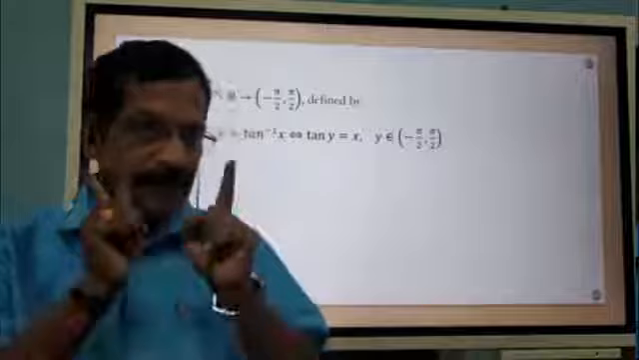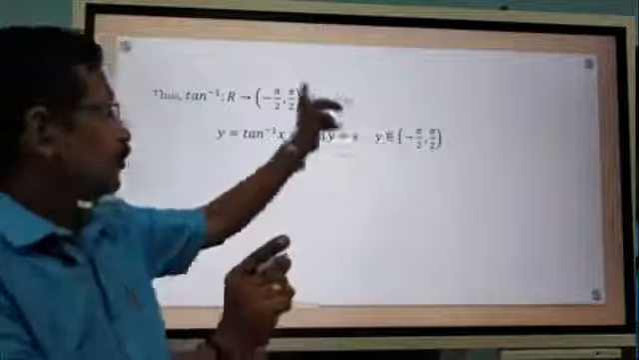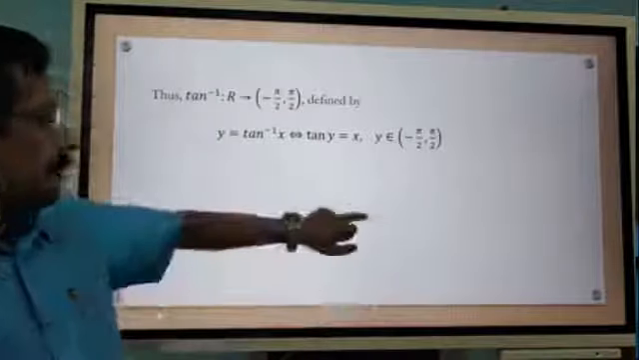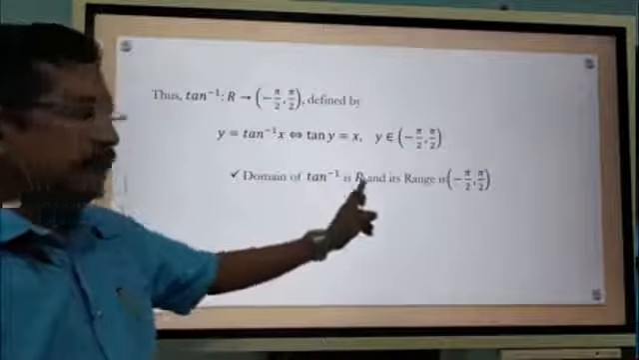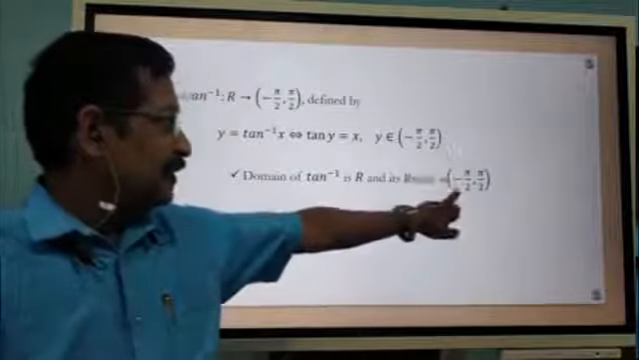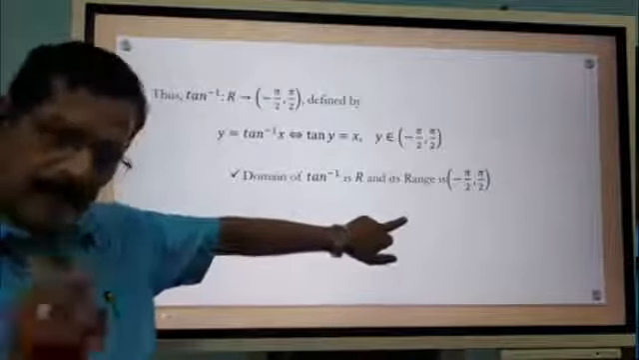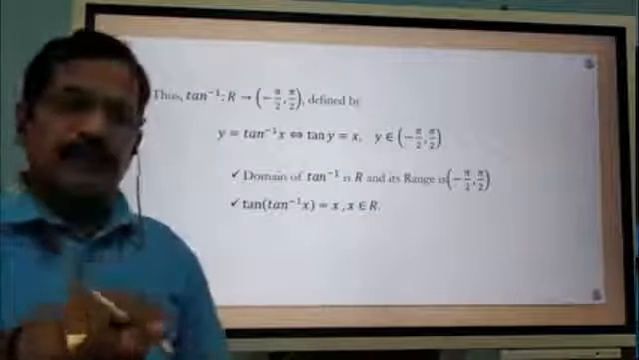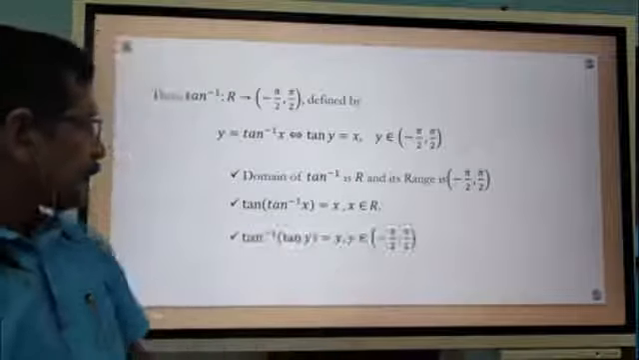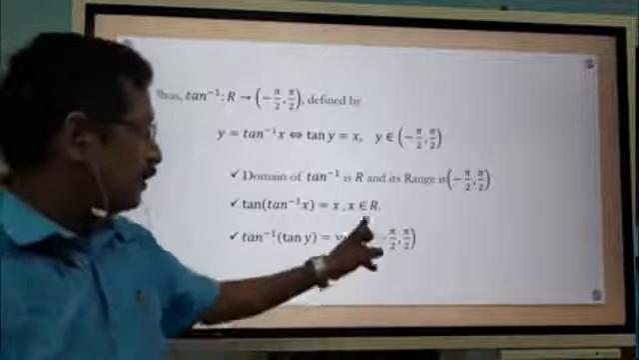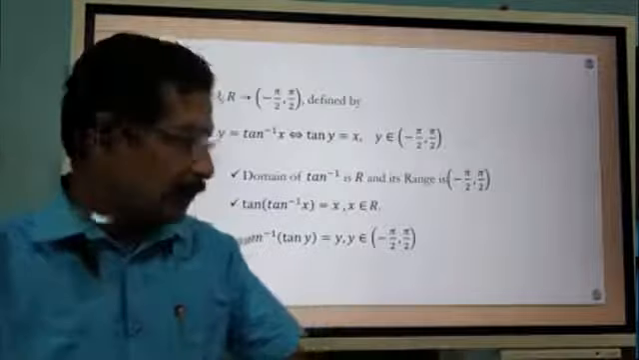Please note that the interval is the open interval minus pi by 2 to plus pi by 2. So the range of tan inverse is an open interval. And here also there are some important points. The domain of tan inverse is the set of all real numbers, and the range is the open interval minus pi by 2 to plus pi by 2. In the same way, tan of tan inverse of x is equal to x, where x is an element of R, the set of real numbers. Tan inverse of tan y is equal to y, where y is an element of minus pi by 2 to plus pi by 2. So this is the case of tan inverse.